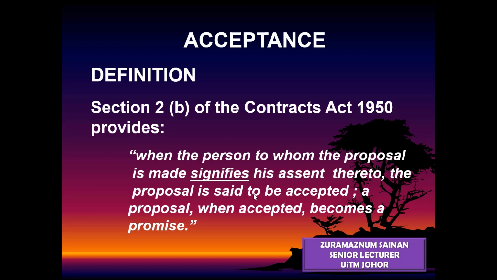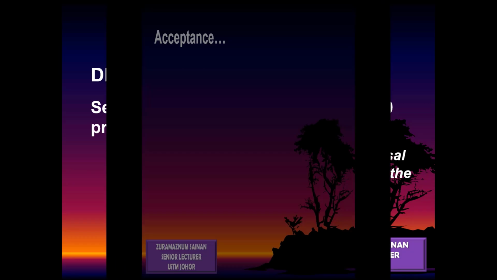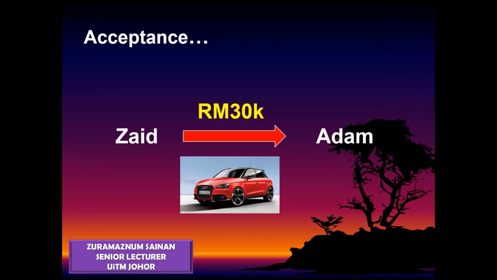The person being addressed with the offer agreed or gave his consent, signifying that he wants to accept the offer made by the offeror, there is an acceptance. Once there is acceptance, there is a contract. This is the example of what is an acceptance.